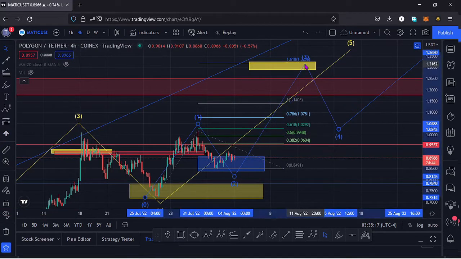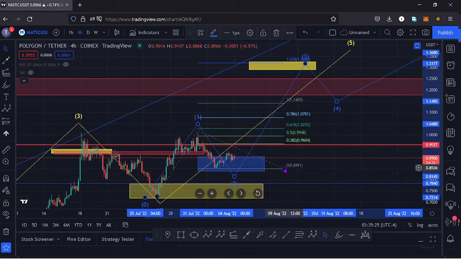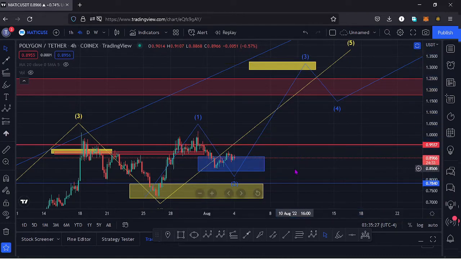So I expect us to continue pushing higher to finish the formation of a wave 3 to the upper side before we see a wave 4 and then a wave 5. And that brings me to the key scenarios that I expect to play out on this chart.